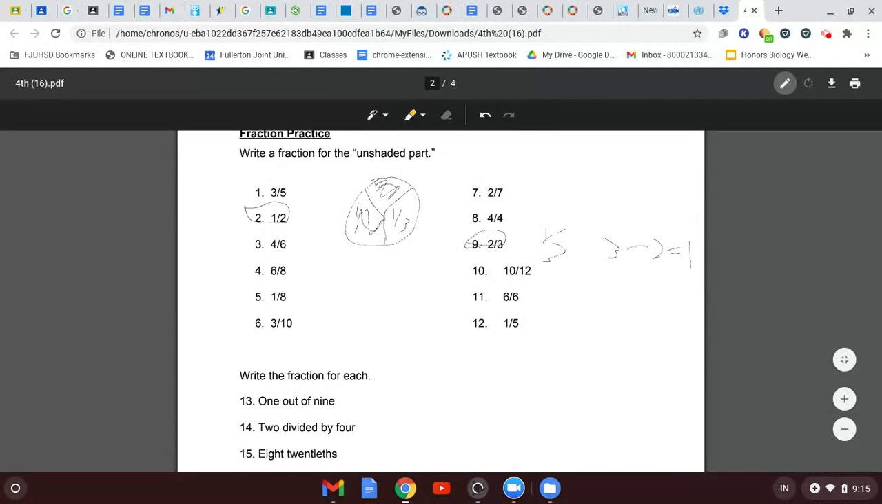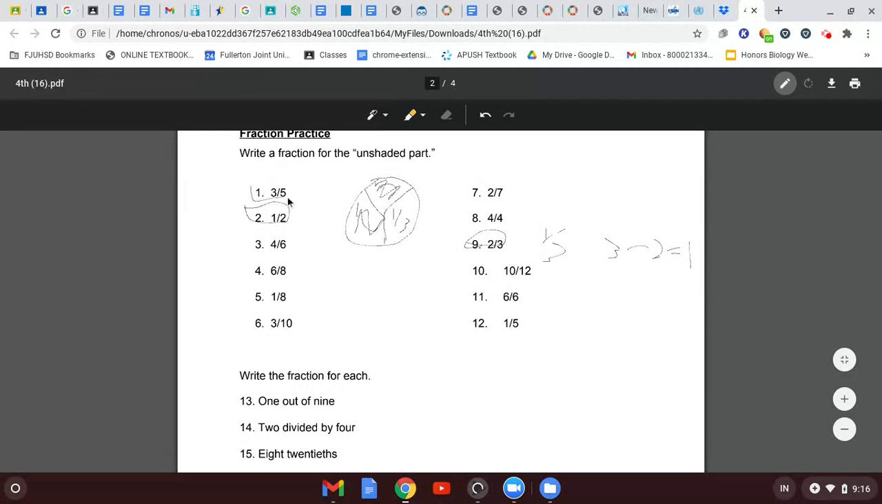We can do this because every third of it makes 1. Adding all 3 parts will make 1, if that makes sense. There are 3 parts, and 2 of those parts are shaded. If you subtract, that means 1 part is unshaded. It's the same for number 2. There are 2 parts, but 1 part is unshaded and 1 part is shaded.